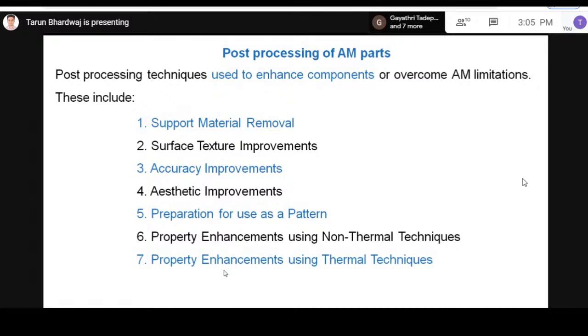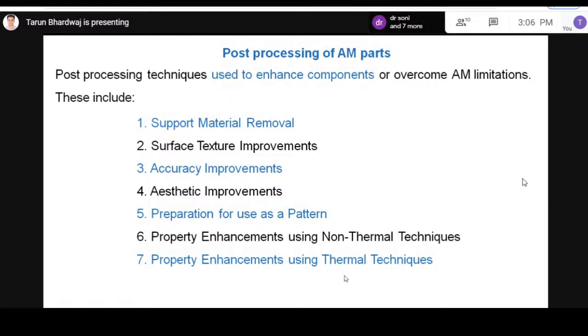And we can also enhance properties by thermal techniques, like you can do aging, or you can do solution treatment of any AM parts or any part. I'm just talking about AM parts, but we can do the solution treatment for any parts, because these are post-processing techniques we can do for any material. It basically depends upon the material how much solution treatment we require, for how much time, and at what temperature. Same for the aging processes.